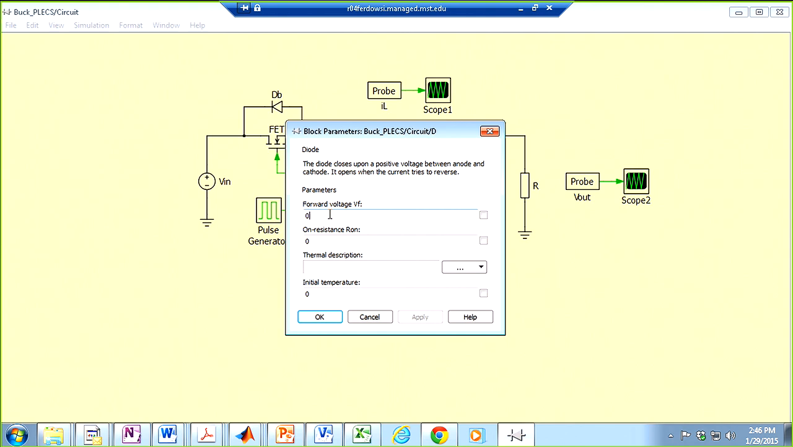I'm assuming everything is ideal, so it's 0. In a practical case, it could be like 0.3 volts, 0.4 volts, 0.5 volts, depending on the diode that you're using. You can also determine the on resistance of your diode when it is conducting, like 1 milliohm, 10 milliohms, whatever it is. Right now, everything is 0.